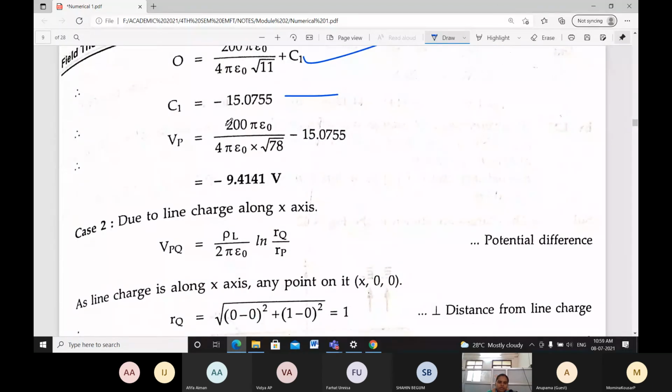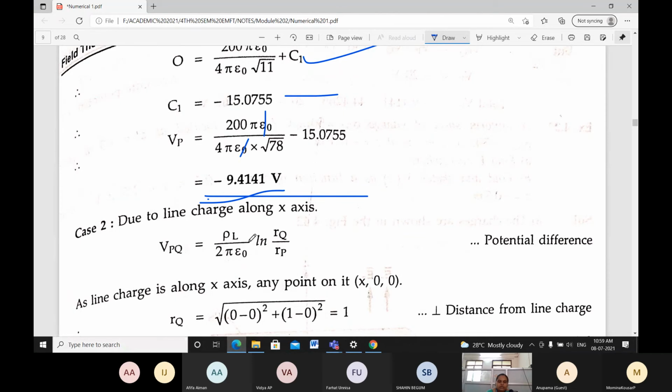Therefore, Vp is going to be 200 pi epsilon naught divided by 4 pi epsilon naught into square root of 78, epsilon naught, minus 15.0755. That's going to be minus 9.4141, we will be getting the value. This is the first case.